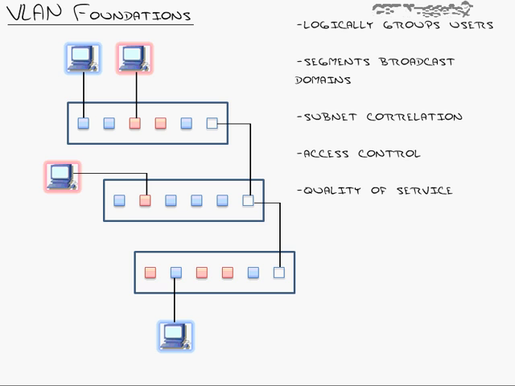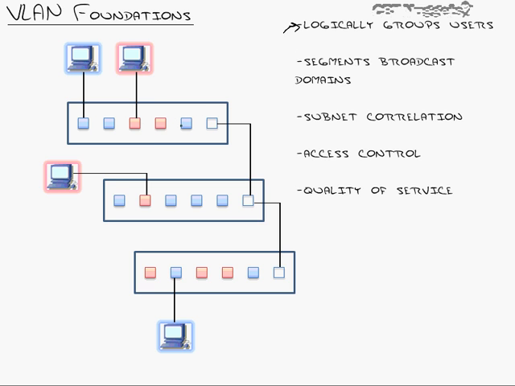In the same way, it's not like networks don't work without VLANs, but they're so convenient and so powerful. You see the tie-in there, that everybody uses them. What a VLAN does is logically group users. Let's get to the official information right here. It logically groups our users together.